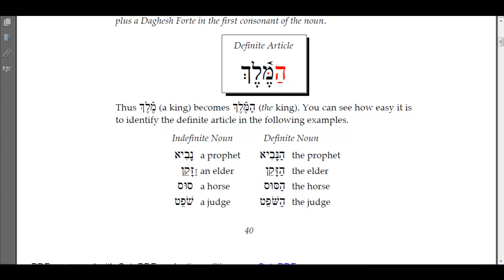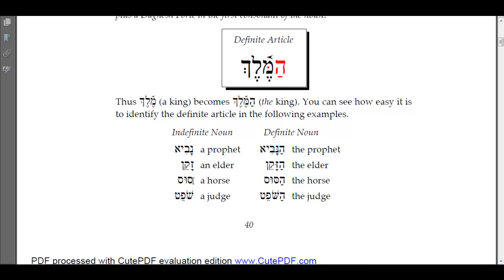So let's go to elder down here. Zaqen, an elder, is indefinite, but when we want to make it definite, we add the hey, the patach, and the dagesh to the zayin. It becomes haz-zaqen. If you wanted to put that in phonetically, that would be an H, an A, and a Z, one syllable, another Z, a long A, and then a Q, a long E, and an N. So you can break that down into the syllables here.